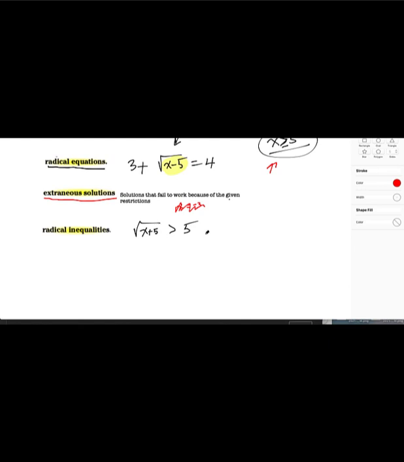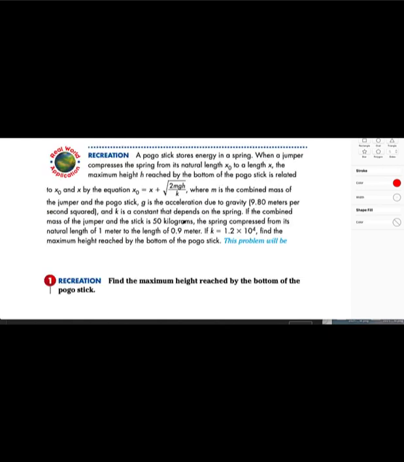So something like this would suffice. More of this will be explained and illuminated as we look at some examples. So here we have example 1, and we're dealing with a pogo stick that stores energy in a spring. When a jumper compresses the spring from its natural length of x sub 0, or sometimes we call it x naught, to a length x, the maximum height h reached by the bottom of the pogo stick is related to x naught and x by the following equation, by this guy right here.